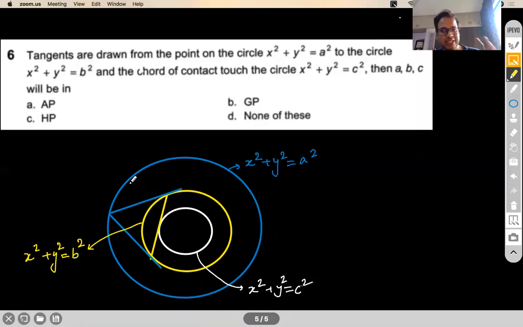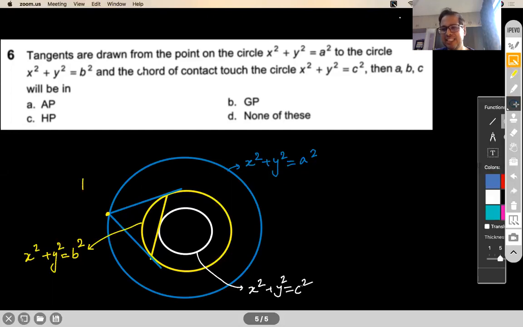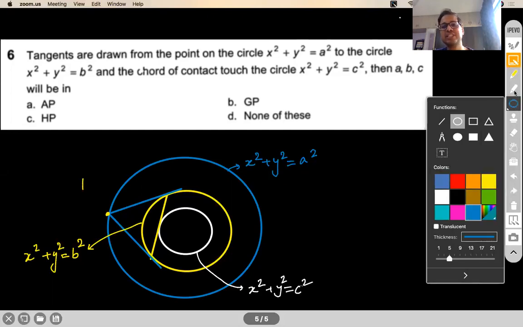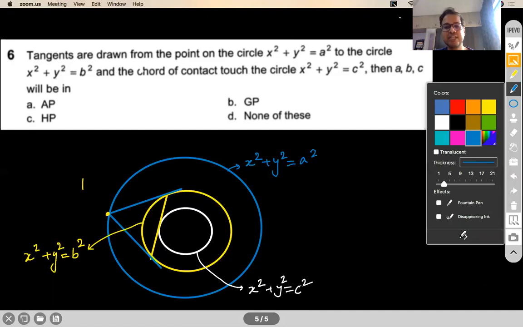See, again, the story starts with you drawing two tangents from a point on this circle. Now, what is that point you don't know? So let's say if you have to choose a point on that circle, how would you choose it? If I have to choose this point, let's say point P, I would normally choose it as a parametric point. This is the beauty of parametric equations that we had learned in our very first class.